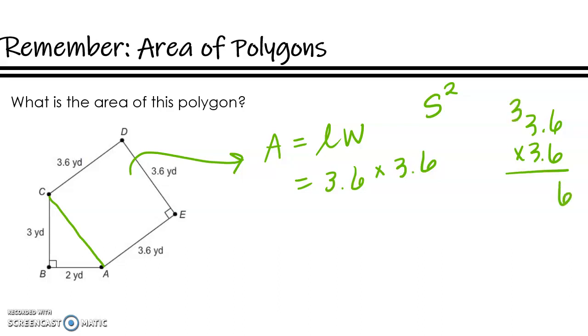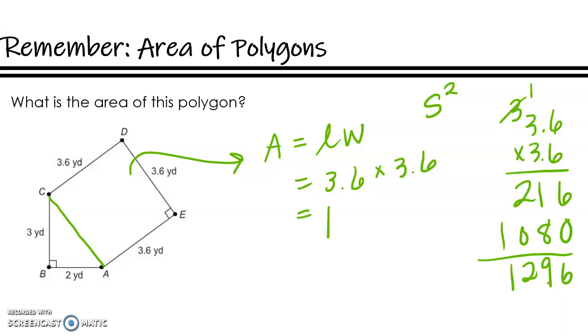So that's 36. That's 18 plus 3 is 21. 0. 18 carry 9 plus 1 is 10. Okay, and then my decimal goes here. So the square portion is 12.96 yards squared.